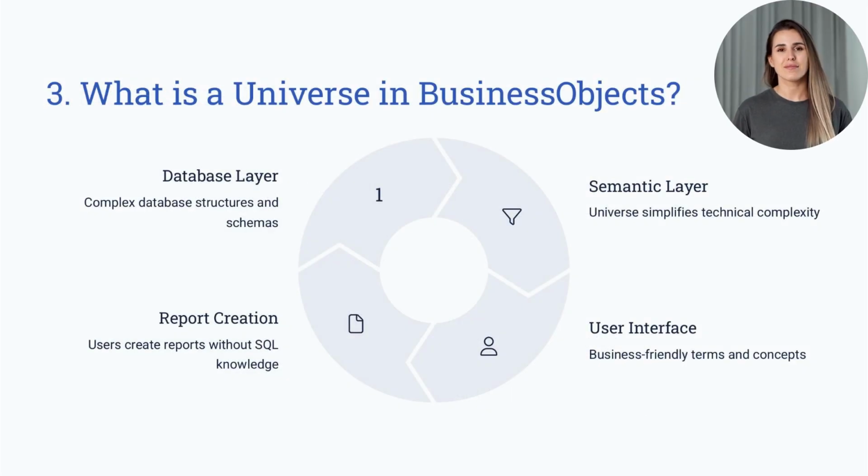3. What is a universe in Business Objects? A universe is a semantic layer between the database and the end user. It simplifies complex database structures and provides a business-friendly layer so users can easily create reports without needing to understand SQL or the database schema.